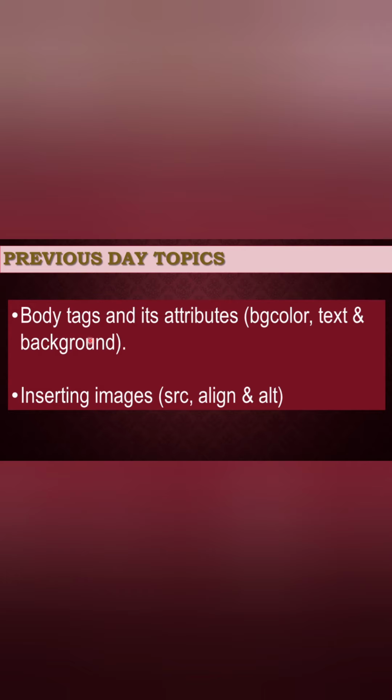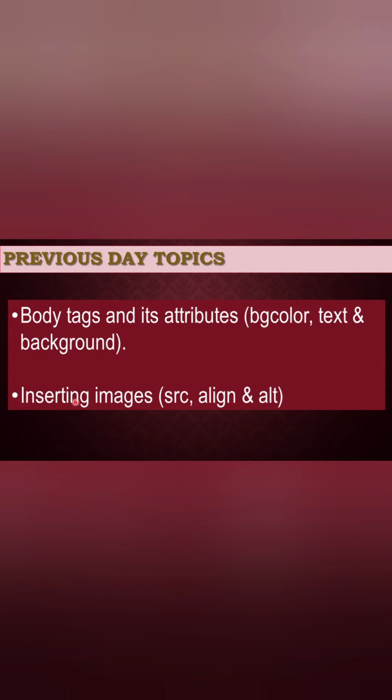Previously we learned about body text and its attributes. So we can use different attributes along with the body text to format the content of the web page. So we learned about BG color, text and background attributes along with the body text. So this BG color attribute along with the body tag is used to set a background color for your web page. Text attribute is used to set a color for your text that is displayed on the web page. And background attribute is used to set an image as a background for your web page.